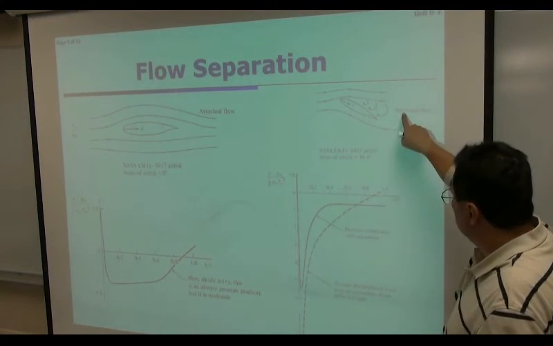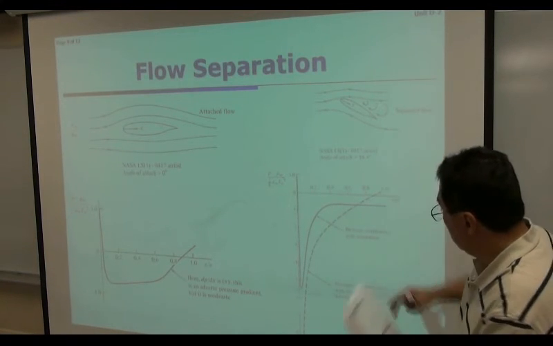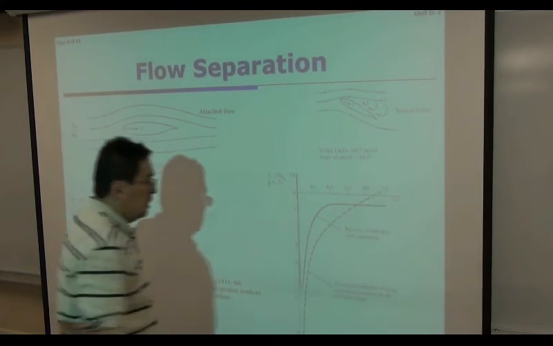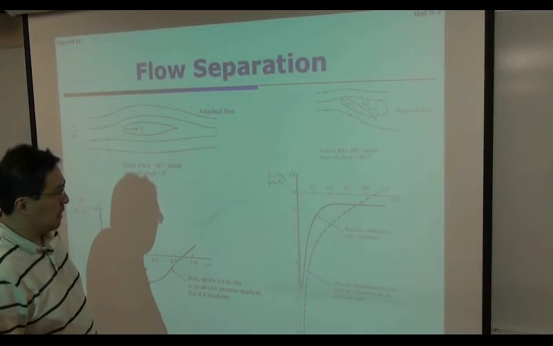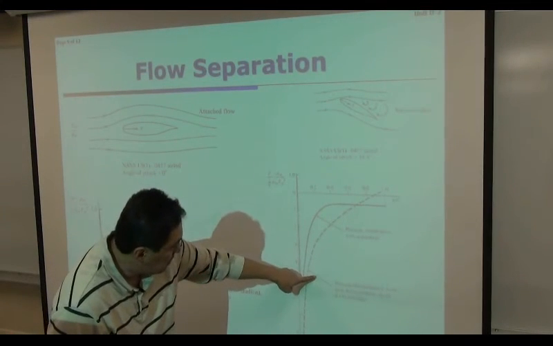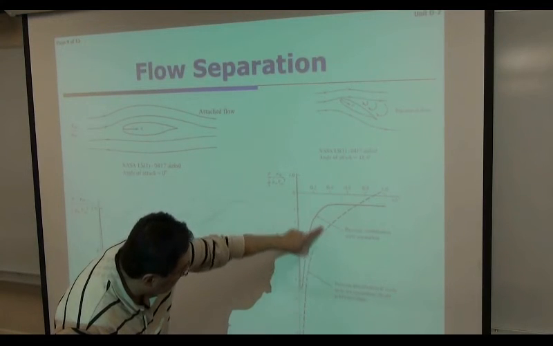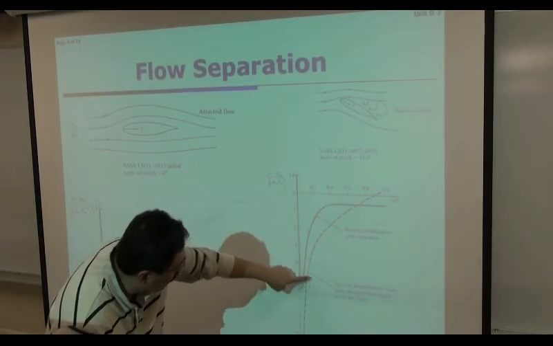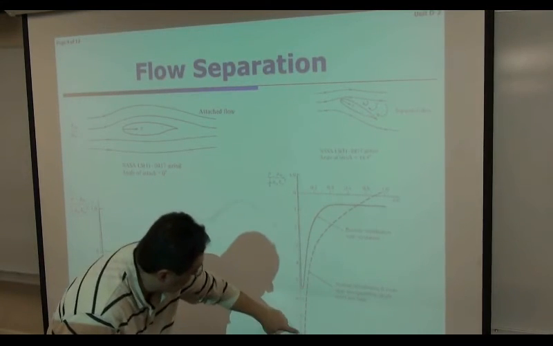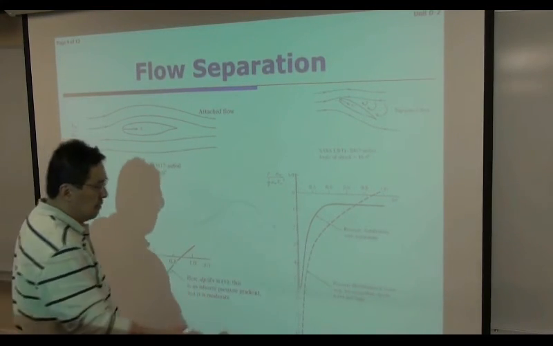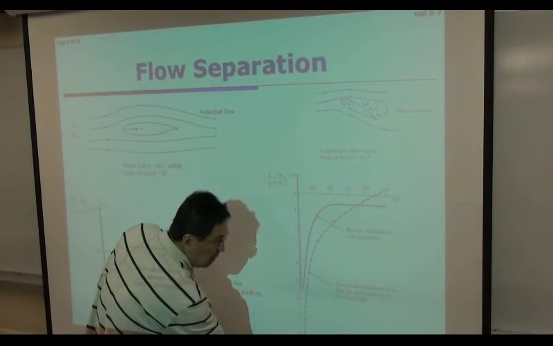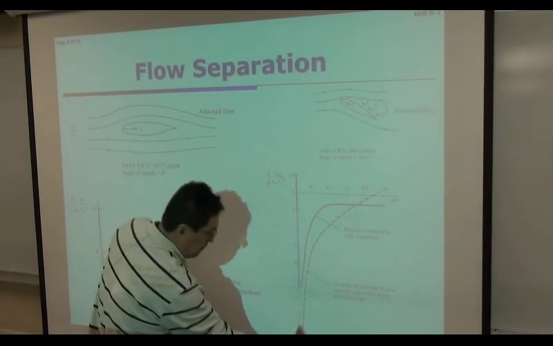But if the separation happens, separated flow gives you a pressure relief. In other words, if you plot the pressure distribution, a CP plot, for the attached flow, this is the pressure distribution. If the flow is separated, this is the pressure distribution. If the flow is not separated, this is the pressure distribution. So, of course, because of the separation, you have a pressure relief.